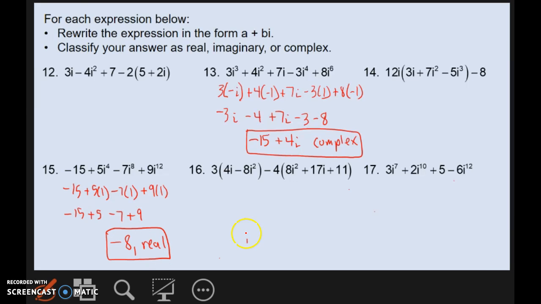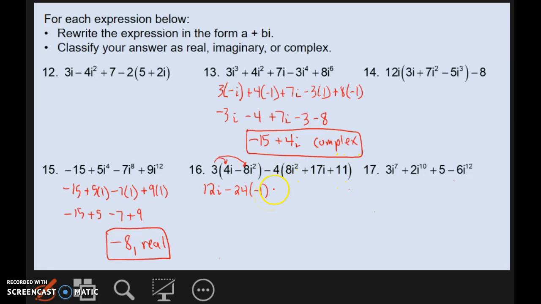All right, let's do 16 and then we'll call it a video, because it's kind of the same thing over and over again. First thing I want to do is distribute that 3. So that gives me 12i minus 24. And I know that's going to be i squared, so I'm going to go ahead and change that right now to be a negative 1.